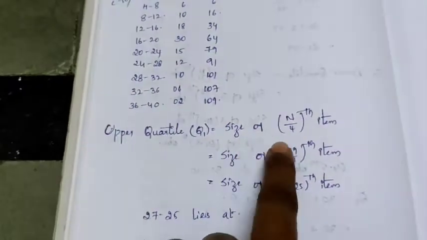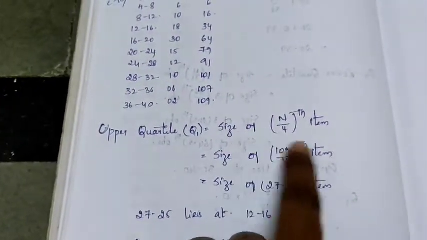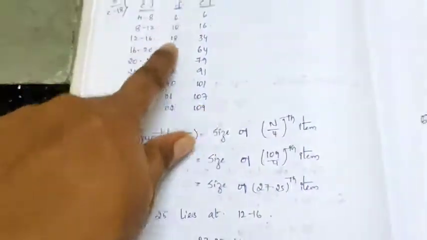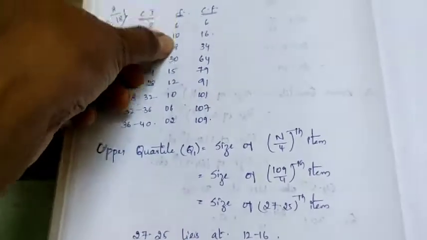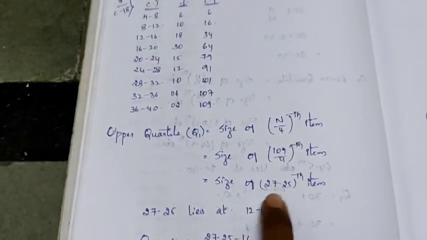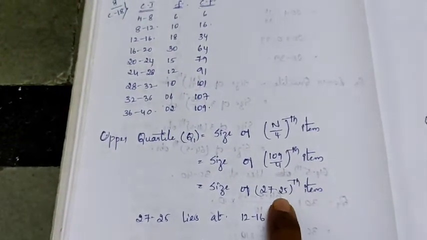For Q1 in a continuous series, first we find the size of n by 4th item. N is nothing but the total of frequency. By adding this we get 109. 109 divided by 4 gives 27.25.